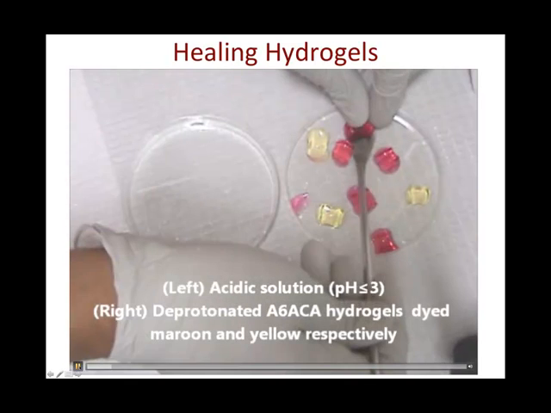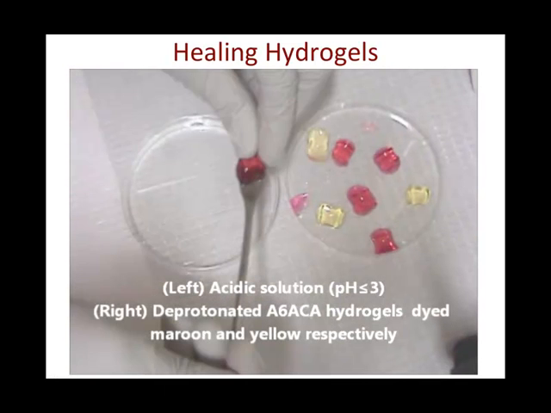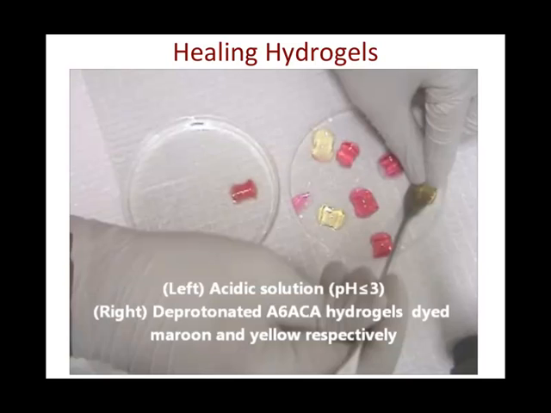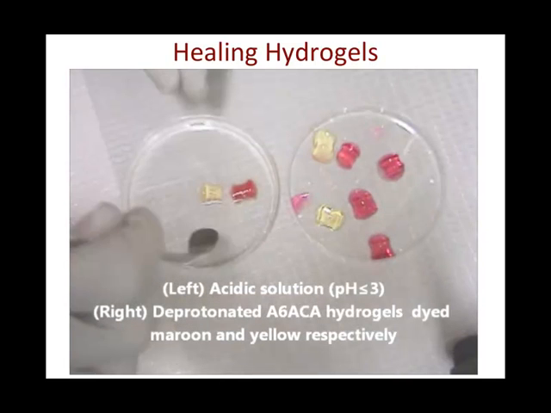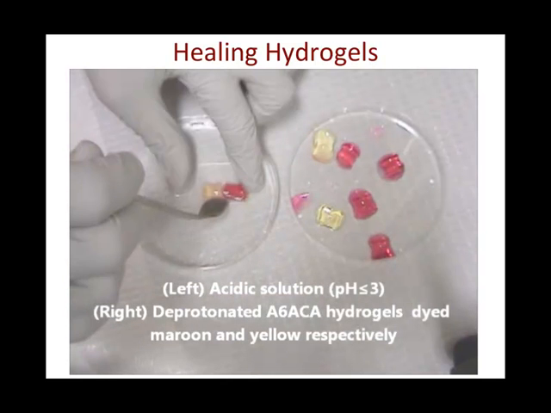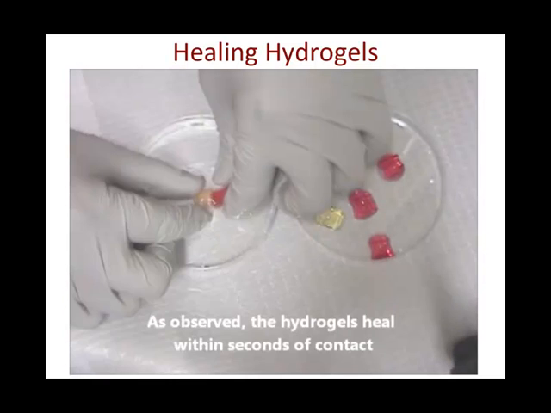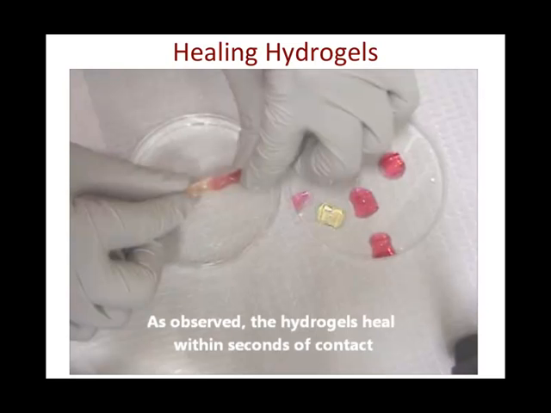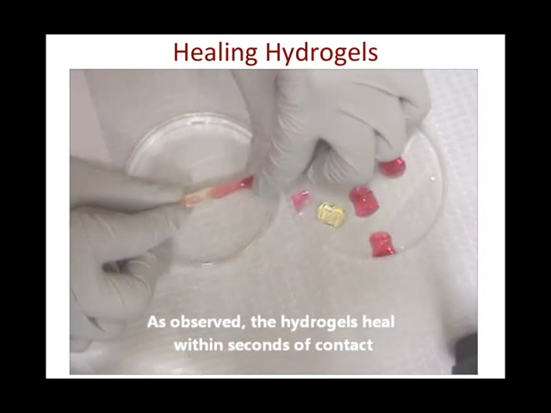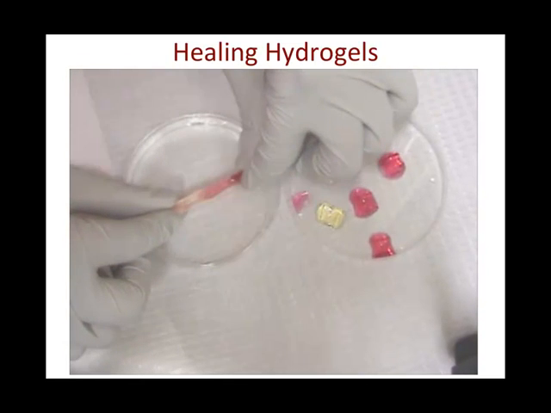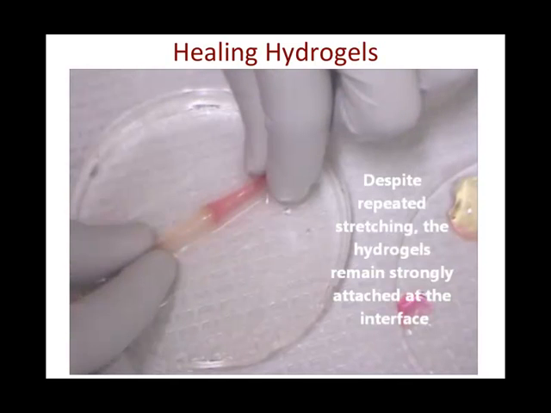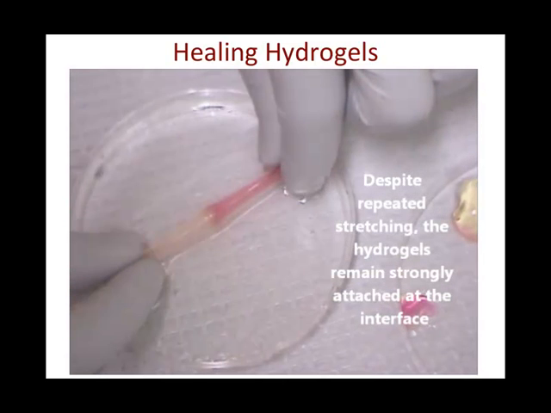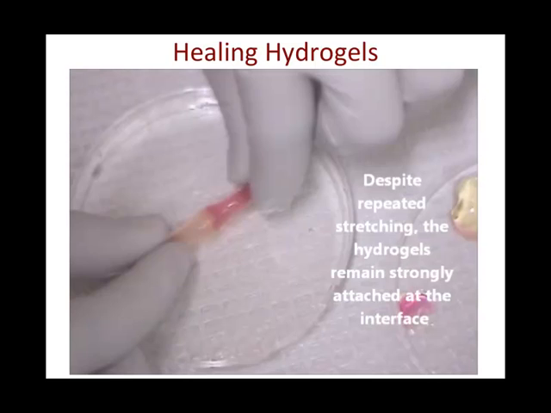If you look at this, we colored them just for visual appeal. They are the same material, one we colored red and one yellow, so we can see it. This is a pH 3 buffer, and this is pH 7.4, and you can see that they heal instantaneously. It takes less than 2 seconds to heal, and he kept on stretching them, and this does not separate. If you go to my website, there is a YouTube video where he describes this process.